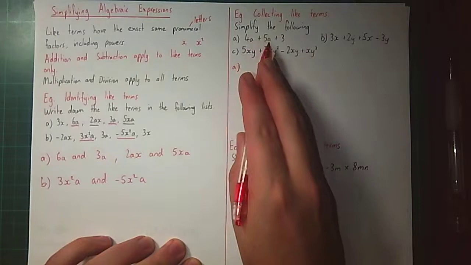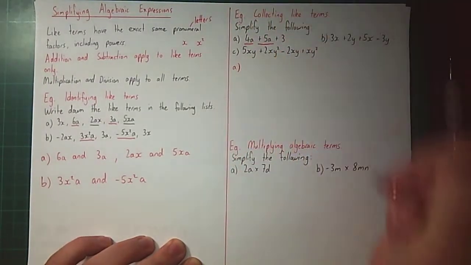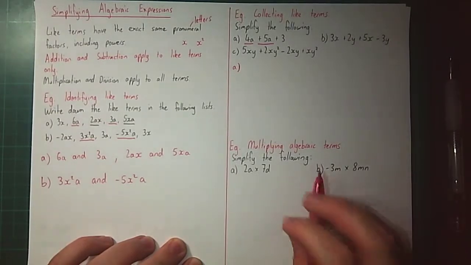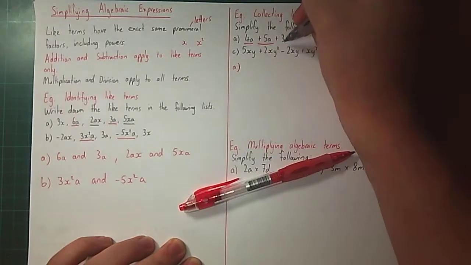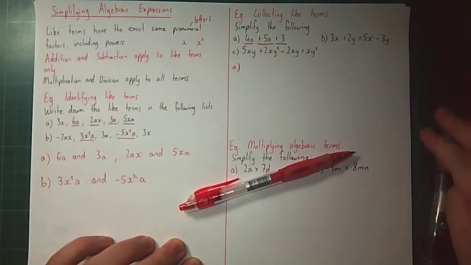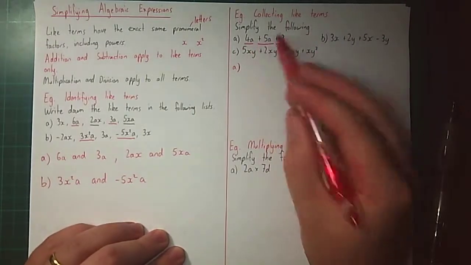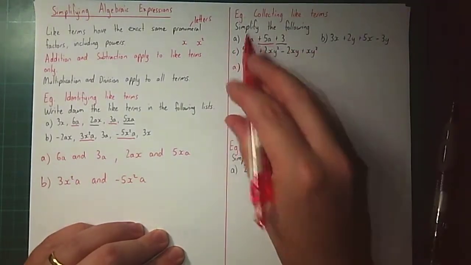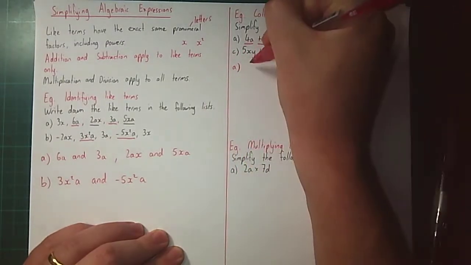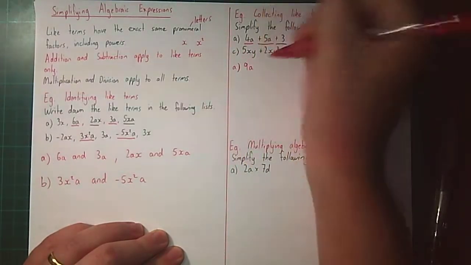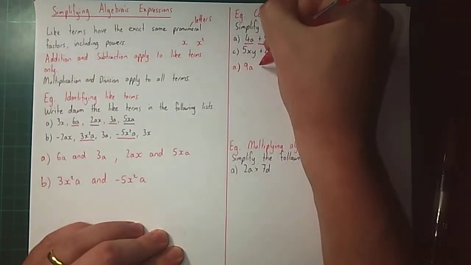So we've got a 4a, 5a, and a 3. Well, 4a and 5a, they're both just an a, so they're like terms. And then we've got a 3 with no letter, so that's its own like term. So we've got only two things going on here. Now, when we're adding like terms, we've got a and a. We just add the numbers like normal. We've got 4 plus 5. So that's going to be 9a, because the a counts as well. And then we've just got a 3 left over.